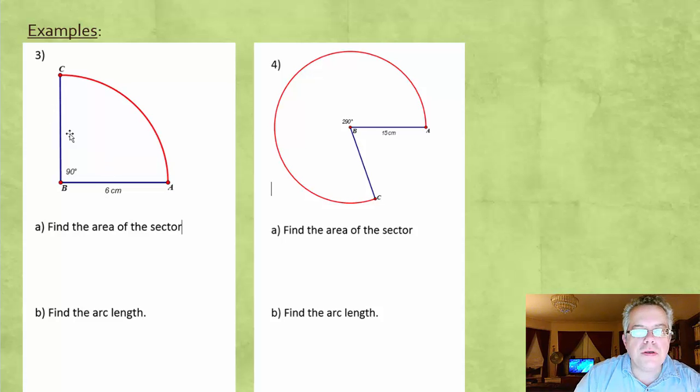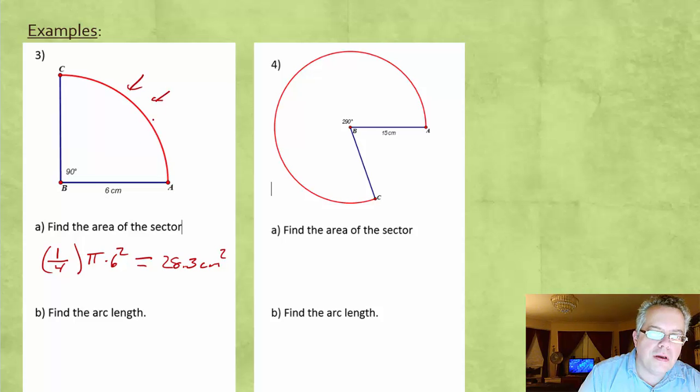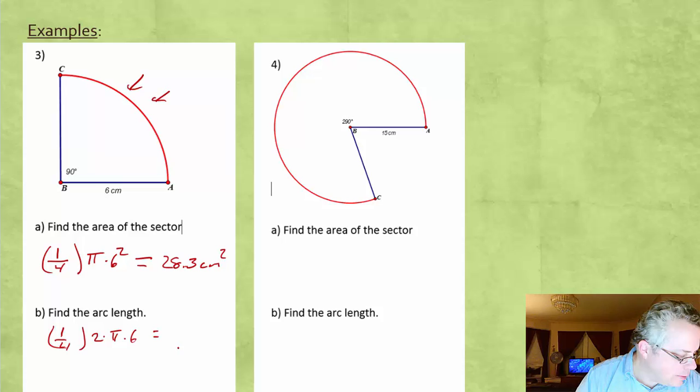All right, let's take a look at two more. There we go. This one is a quarter of a circle. That's 90 degrees out of 360. So I'll just simplify it here. Since it's a quarter, we'll multiply the total area of the circle by a quarter. It'd be 1/4 times pi times 6 squared. 1/4 of the total area. And that ends up being 28.3 centimeters squared. Okay, let's find the length of this arc. It's a quarter of the circumference. 1/4 times the total circumference, 2 times pi times 6. If you do that, you get 9.4 centimeters.